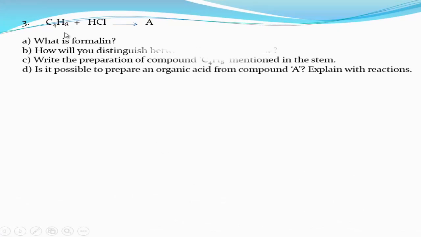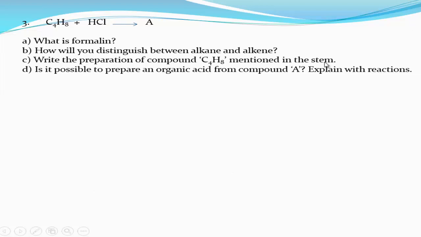Now follow more questions. Butene, C4H8. Butene reacts with hydrochloric acid. When alkene reacts with hydrochloric acid, what is produced? Alkyl chloride. This is just a direct addition reaction. What is formalin? Formalin, you know that formalin is 6 to 10% aqueous solution of formaldehyde. That is methanal is known as formalin. How will you distinguish between alkane and alkene? You know. Write the preparation of compound butene mentioned in the step.